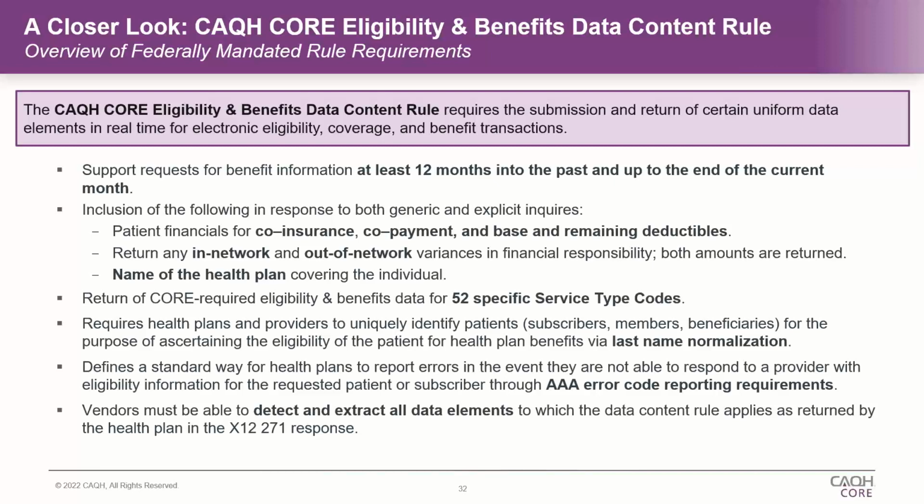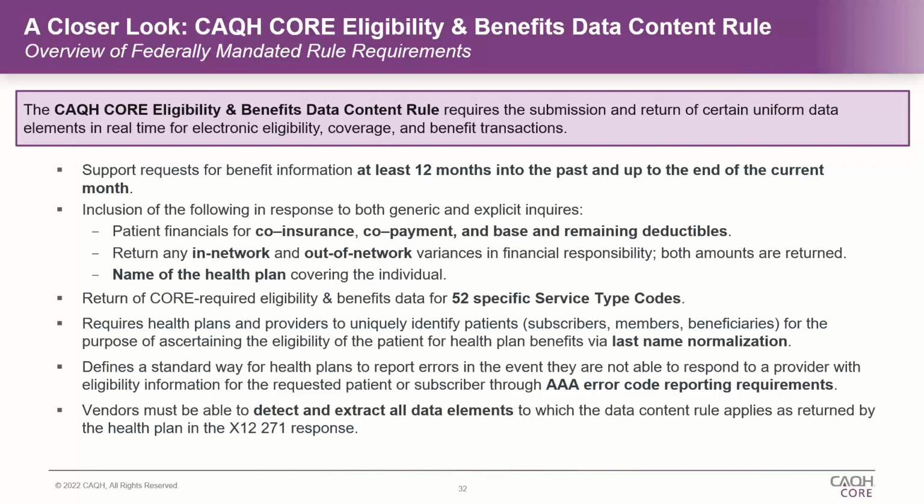But the federally mandated eligibility and benefit rules require that, in particular, plans return key patient financial information, including co-insurance, co-payment, base and remaining deductibles, any in and out of network variances, and the name of the health plan covering the individuals. This is really important information, again, for patients to have at the time of service. They also require the return of 52 specific service type codes so that providers can receive more explicit eligibility and benefits data.